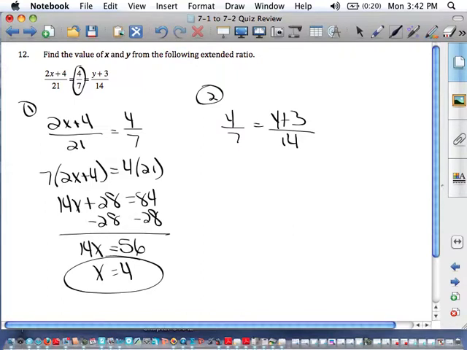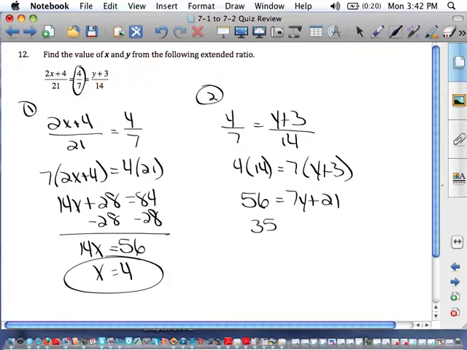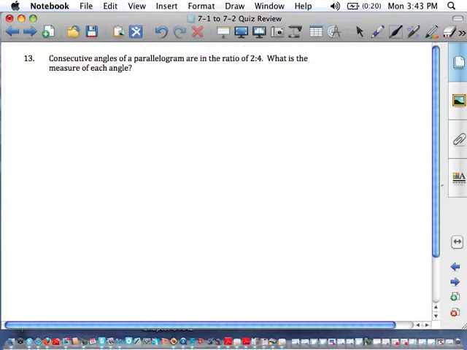Come over to the one for y. Cross multiply, 4 times 14 is equal to 7 times y plus 3. So you get 56 is equal to 7y plus 21. So 35 is equal to 7y. So y is equal to 5. Okay? They're pretty easy to do. Just remember you have to break them down into two separate proportions.